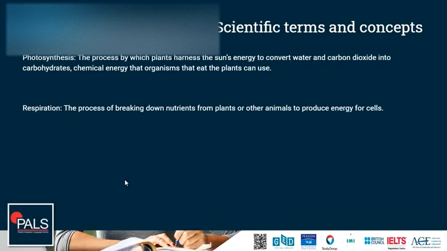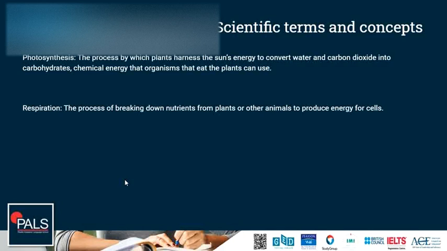Photosynthesis is the process by which plants harness the sun's energy to convert water and carbon dioxide into carbohydrates, which means chemical energy that organisms that eat plants can use and that the plants themselves can use as well. How does an organism make use of that chemical energy stored in carbohydrates? How do we get that energy out of the carbohydrates?